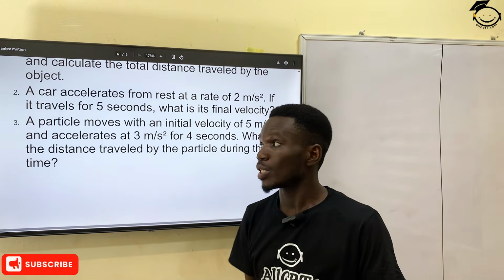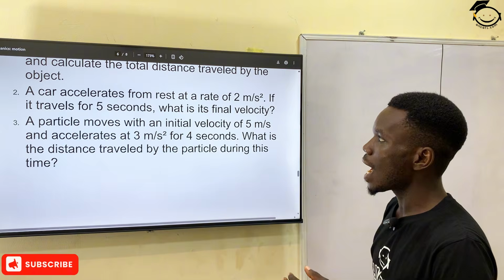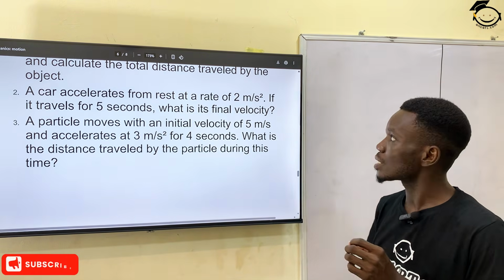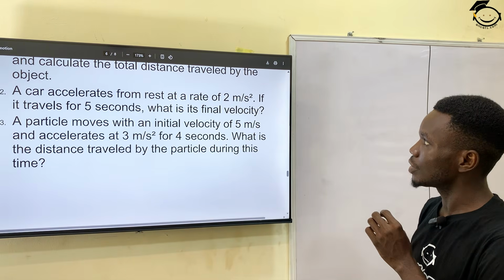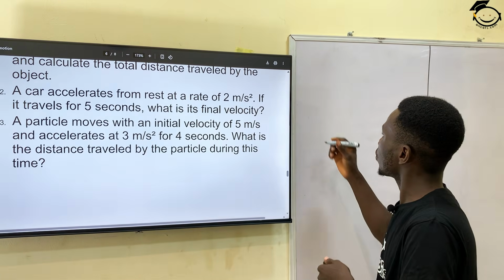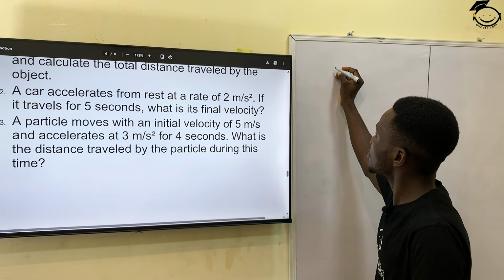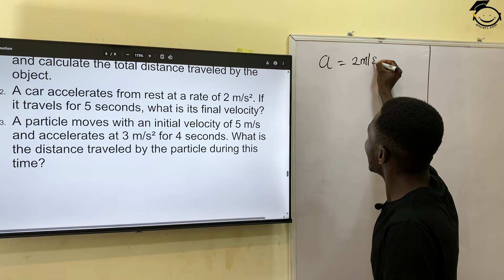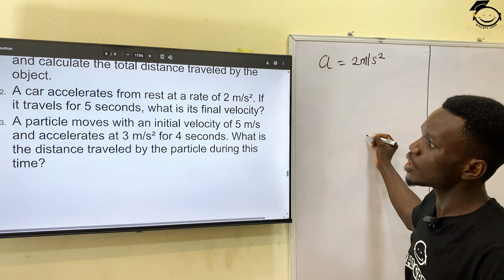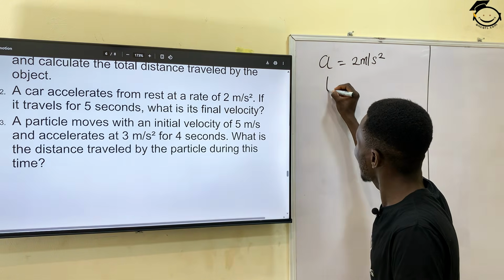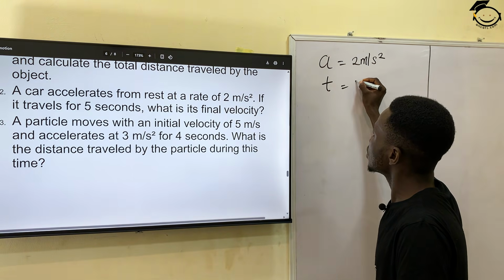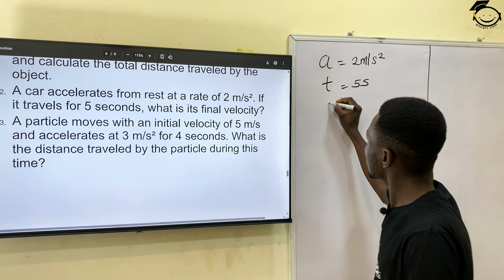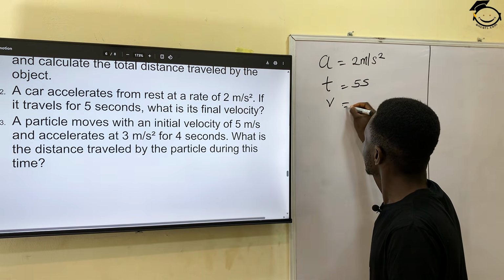Okay, moving on to question number 2. Question number 2 says a car accelerates from rest at a rate of 2 meters per second squared. So our first parameter given is acceleration, a, as 2 meters per second squared. And then it said it travels for 5 seconds, so the time is 5 seconds. The question asks, what is its final velocity? So its final velocity is unknown.